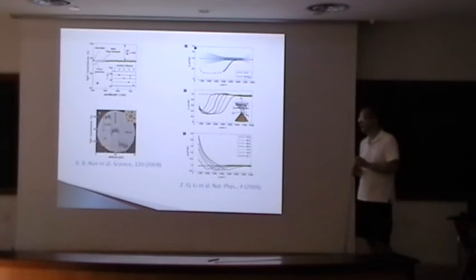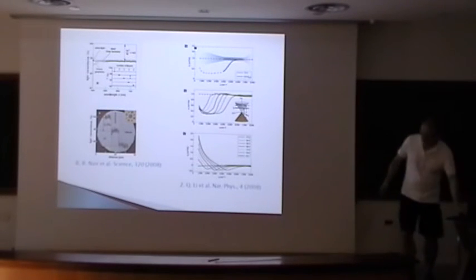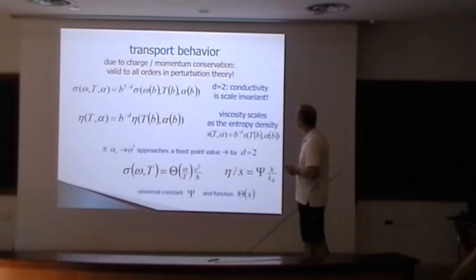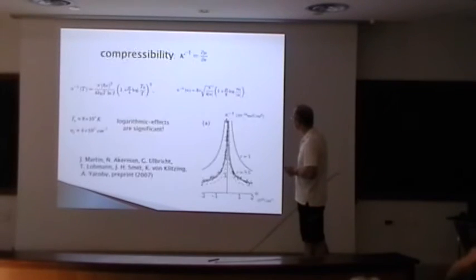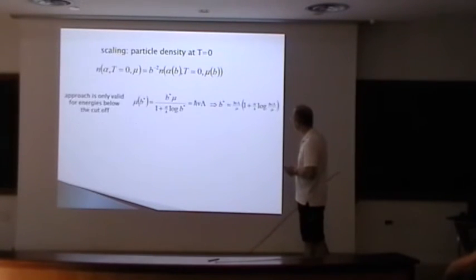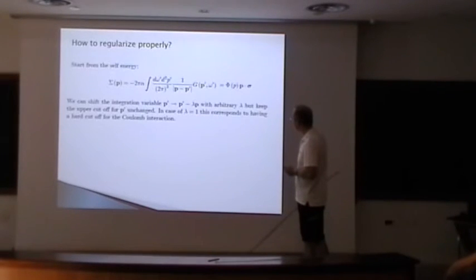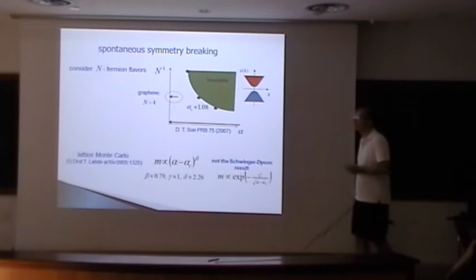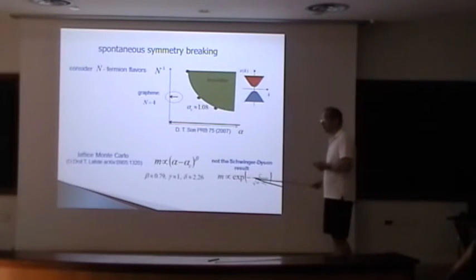I have a question about your result for the broken symmetry. The exponential dependence, so that indicates that there is a logarithmic divergence of susceptibility and of alpha. What's the origin of that? Well, first of all, it seems to be the wrong result.